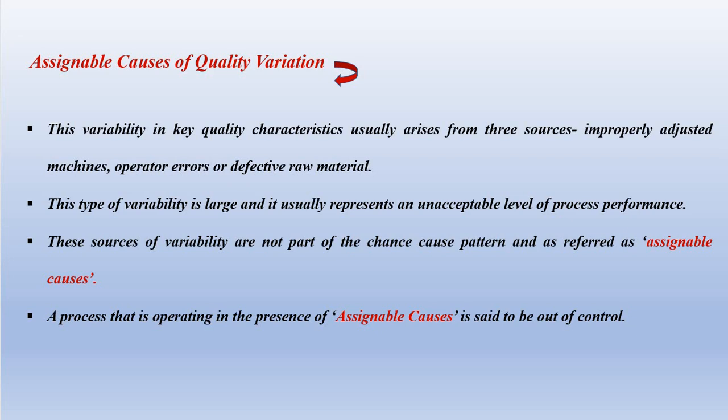The other cause of variation is assignable causes of quality variation. This variability in key quality characteristics usually arises from three sources: improperly adjusted machines, operator errors, or defective raw material. This type of variability is large and usually represents an unacceptable level of process performance. These sources of variability are not part of the chance cause pattern and are referred to as assignable causes. A process that is operating in the presence of assignable causes is said to be out of control.